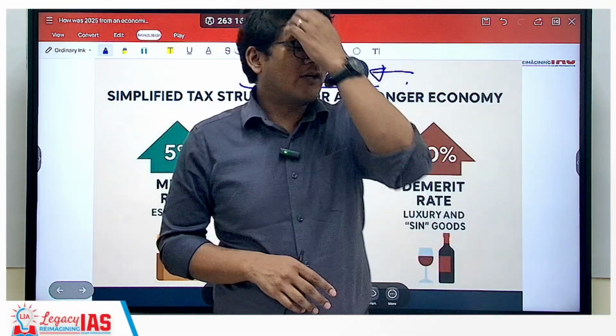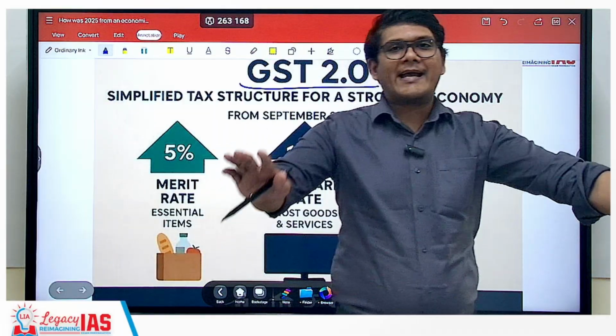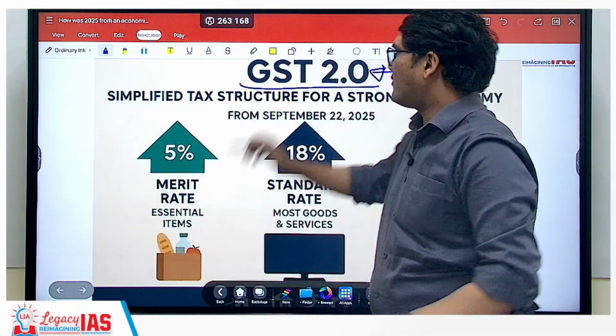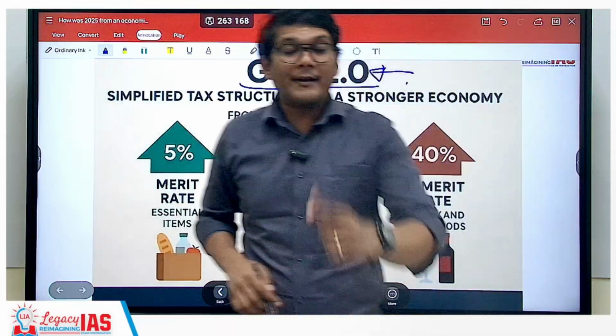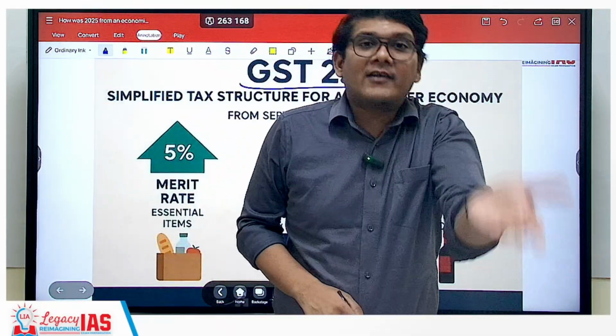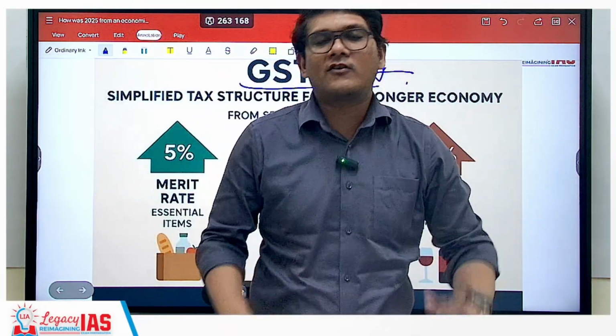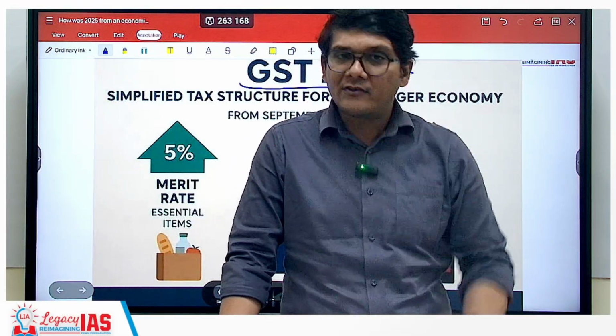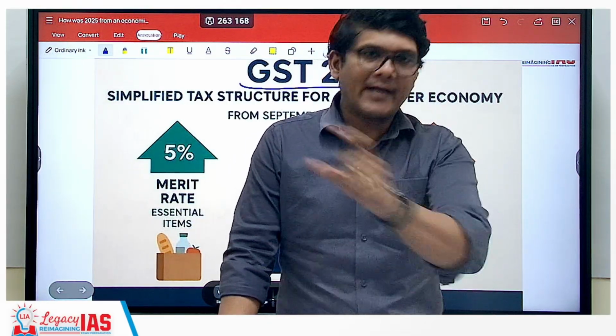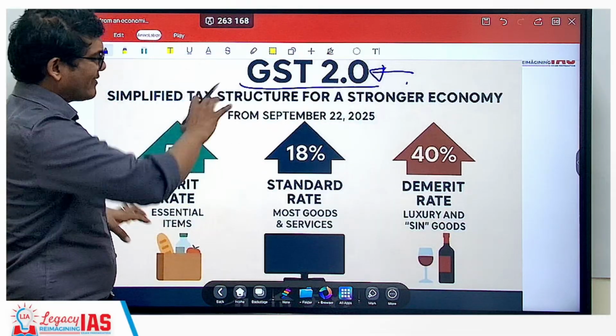For example, there is no tax on certain essential medicines under GST 2.0. But the question is, why were there taxes under the previous GST regime on the essential medicines? It should not have been, right? That is exactly the point over here. But it's a good step.